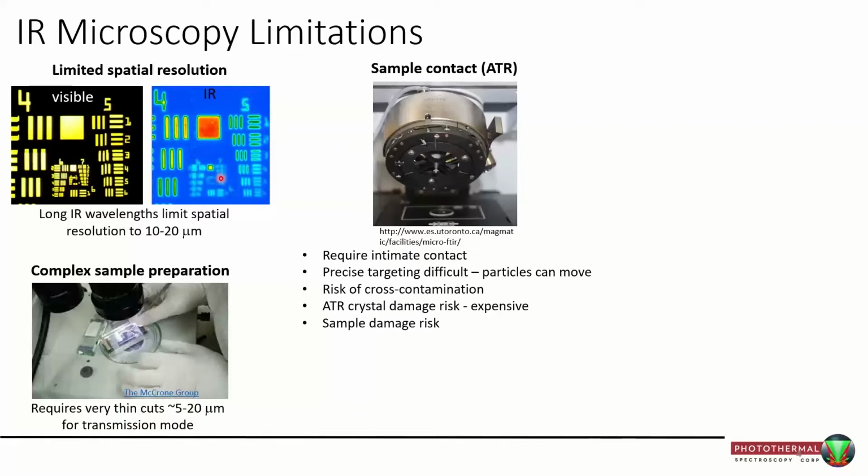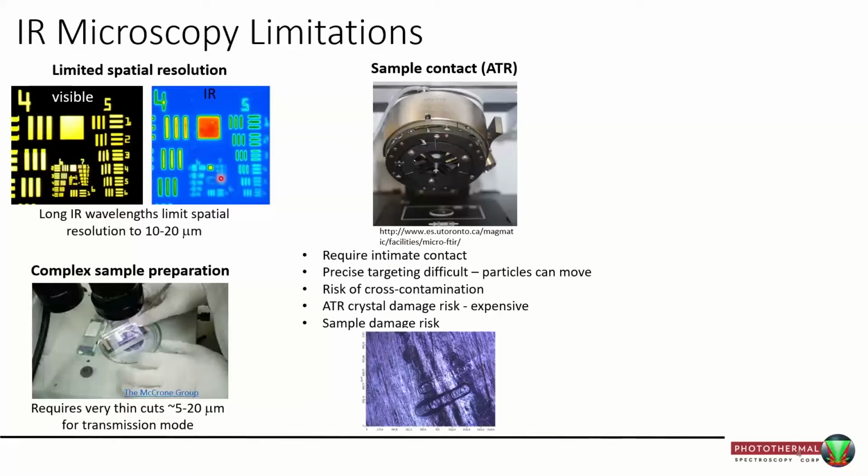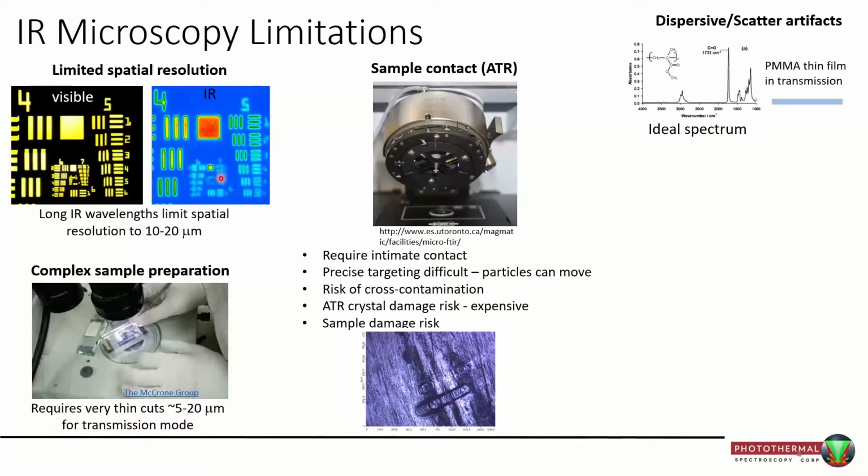Of course, when you're touching things, knowing the principles of forensics, you leave something behind. There's always a risk of cross-contamination. The crystal itself can be damaged, and the sample itself can be damaged. There's an example of a typical micro ATR crystal leaving indentations as multiple spectra have been collected along its length.